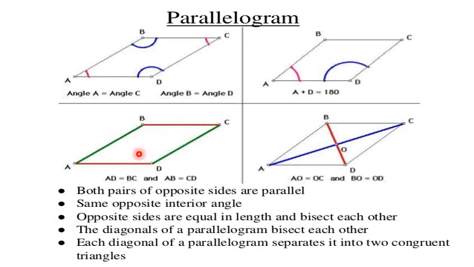And opposite sides are equal and parallel to each other. That means BC is equal to AD and BC is parallel to AD. AB is equal to CD and AB is parallel to CD.